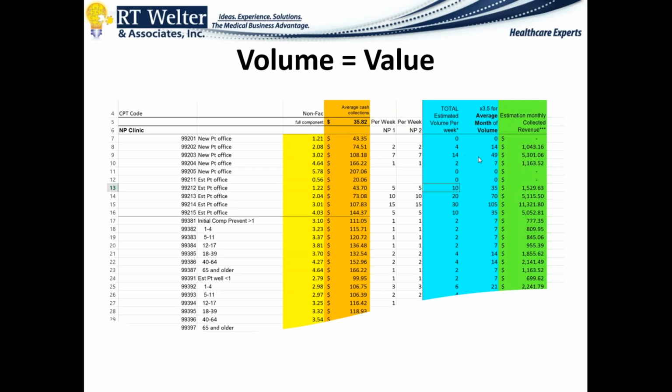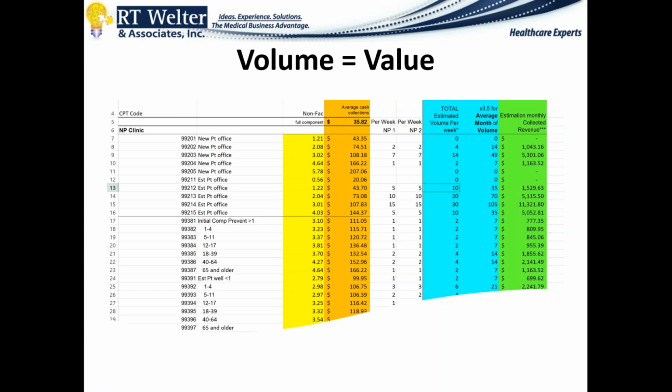And we're going to guesstimate an average monthly volume of 49 encounters. So we take that number and multiply it by our Medicare fee schedule, and that gives us our estimated monthly collected revenue for 99203. The really nice thing about this process is that it gives you financial insight as to how your services stack up as far as revenue and what you're aiming for with regards to cash collections when you look at your costs.